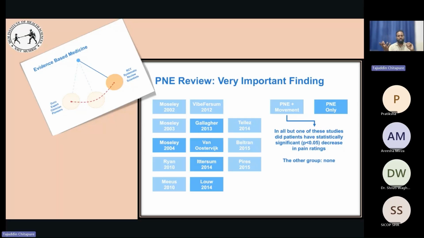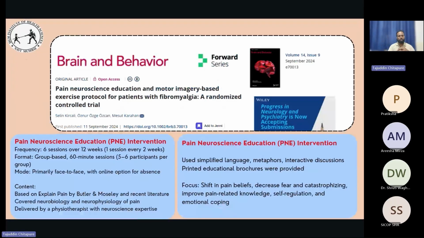Here are some studies: pain neuroscience education and a motor imagery based exercise protocol for patients with fibromyalgia, a randomized control trial. They used simple language, metaphors, interactive discussion, and printed educational brochures were provided to the patient. They tried to shift their focus from pain belief, decrease fear and catastrophizing, and improve pain-related knowledge, self-regulation, and emotional coping strategies. So they found good results.